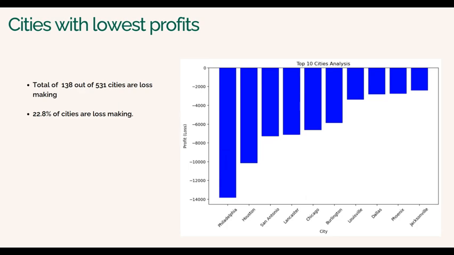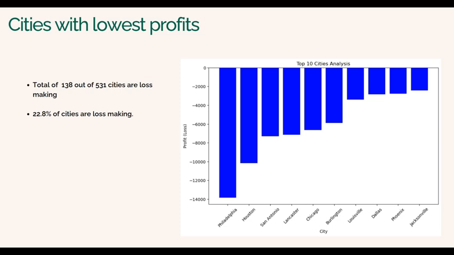Now coming to the cities. There are 531 cities in this dataset where the company operates and sells its various products. Out of the 531 cities, 138 cities are loss-making cities, which means that 22.8% of the cities are loss-making. You can say it's almost 1/4, not exactly, but nearly 1/4.